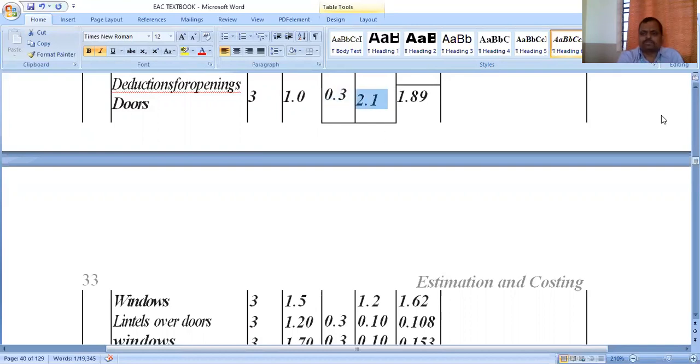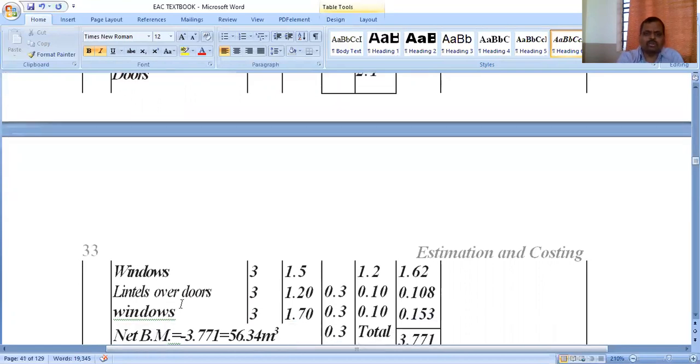After that, just multiply 3 into 1 into 0.3 into 2.1. It will be 1.89 cubic meter. Now we'll go for the windows. If you observe the plan, how many windows are there in total? There are 3 windows.